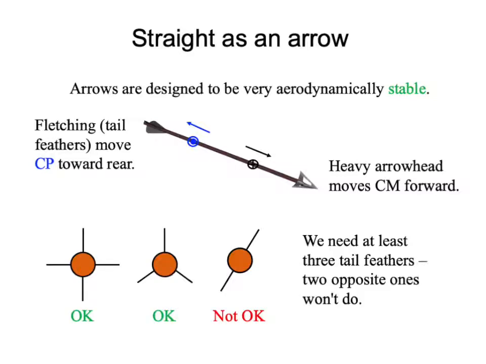Now, to do this, we need at least 3 tail feathers. Either 4 tail feathers or 3 tail feathers. Just 2 tail feathers on opposite sides will not be enough to maintain stability. Most arrows have 3 tail feathers.